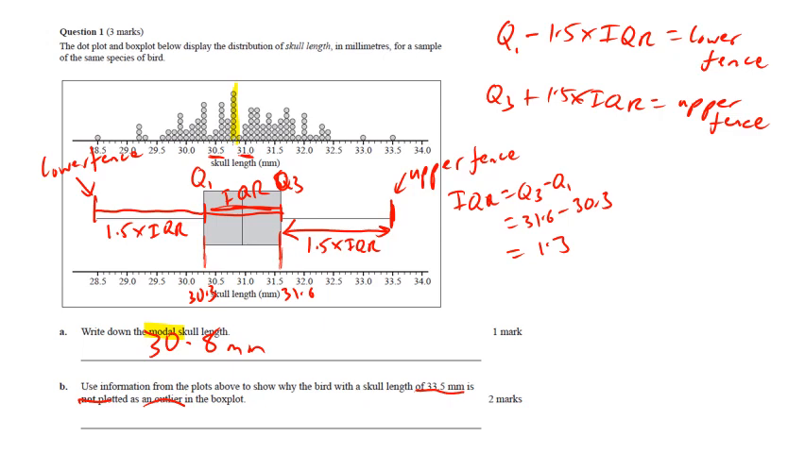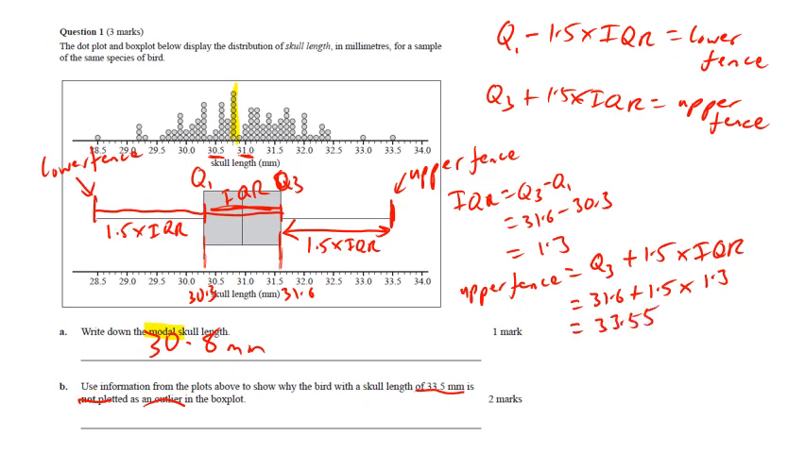Now, if you put that all into the formula, you're going to say the upper fence equals Q3 plus 1.5 times IQR, so that equals 31.6 plus 1.5 times 1.3. That gives you 33.55. Very, very close. And we can see that from the diagram just by doing it with an eye judgment.